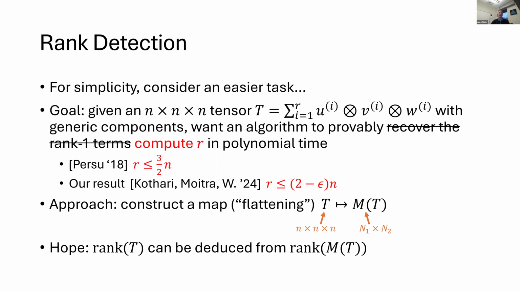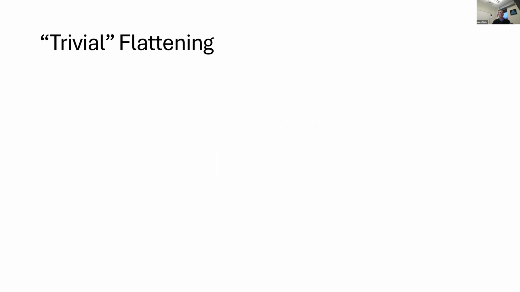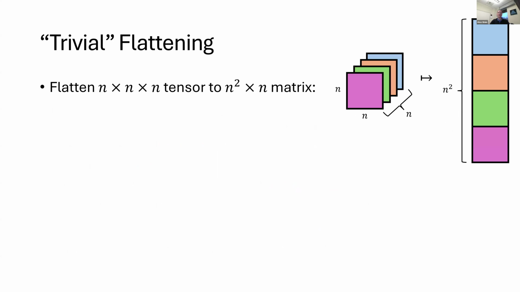In some sense, tensors are hard to work with. We don't know how to do anything algorithmically with them, so we are trying to reduce to the matrix case. So what type of flattening might you want to consider? Well, the first one to talk about is what we call the trivial flattening. You can take an n by n by n tensor and flatten it to an n squared by n matrix just by taking the different slices and stacking them on top of each other.